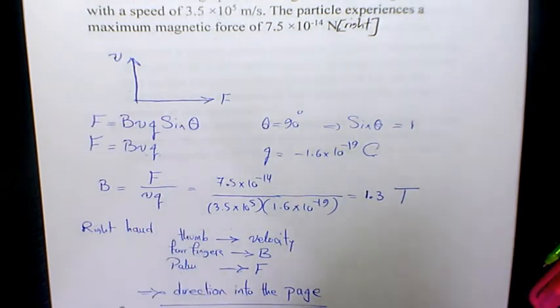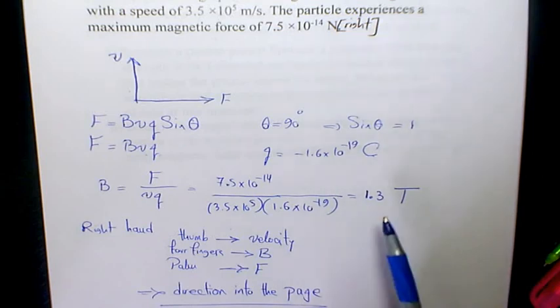But since we are dealing with the negative charge, we need to make it opposite, and it's going to be into the page. So when we are talking about the positive charge, it is going to come out of the page, and when we are talking about negative charge, like in this case, it is going to go into the page. That's how we find out the direction and magnitude of the magnetic field.